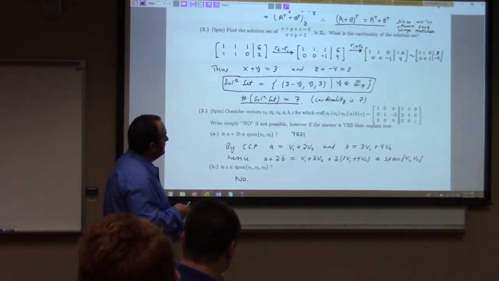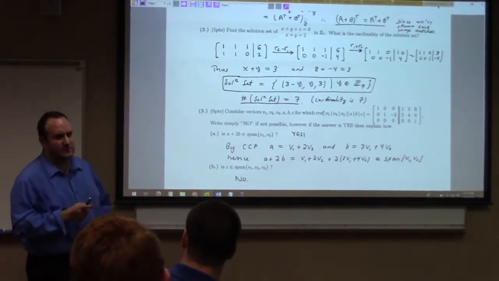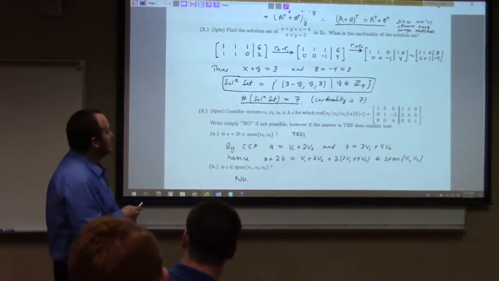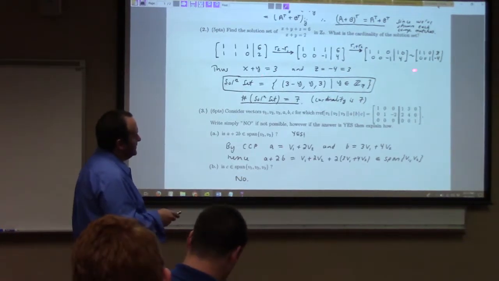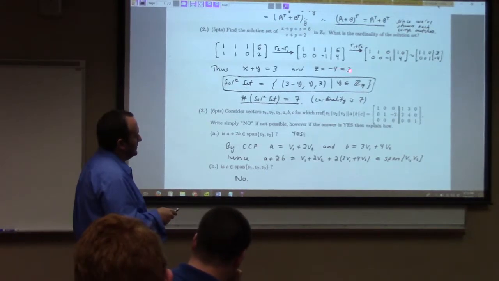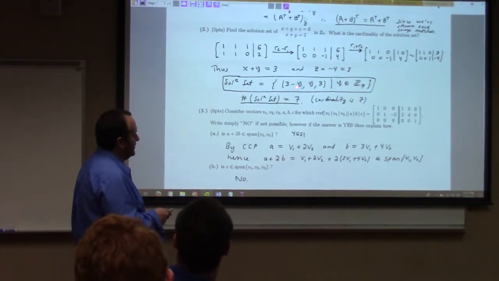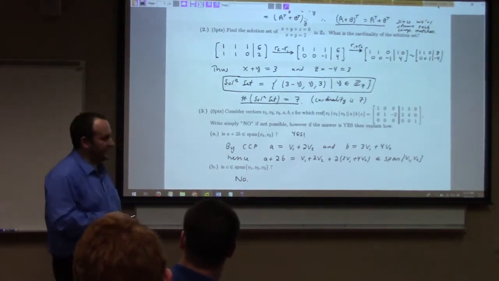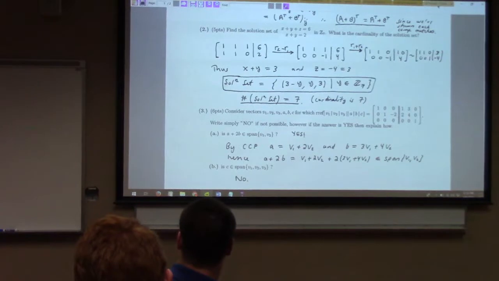So anyway, here we have 2 equations and how many unknowns? 3 unknowns in Z7. So I did row reduction to get to that. And that tells me that x plus y is 3 and z is minus 4, which is equal to 3. So the solution set is (3 minus y, y, 3). And of course, y being a free variable means the cardinality here is 7. There are 7 solutions in this case.